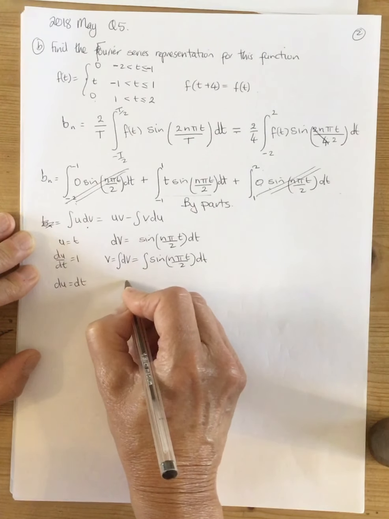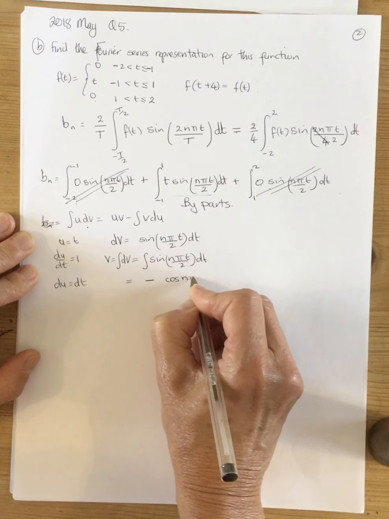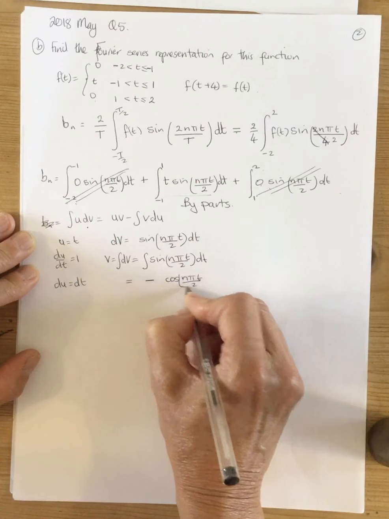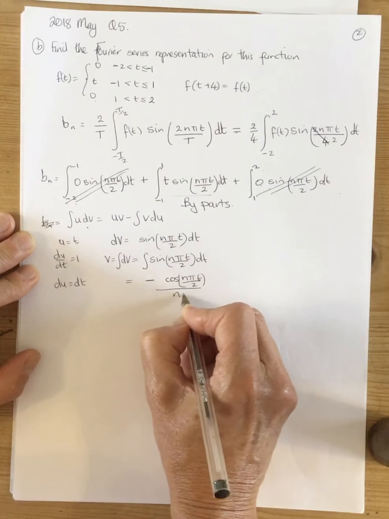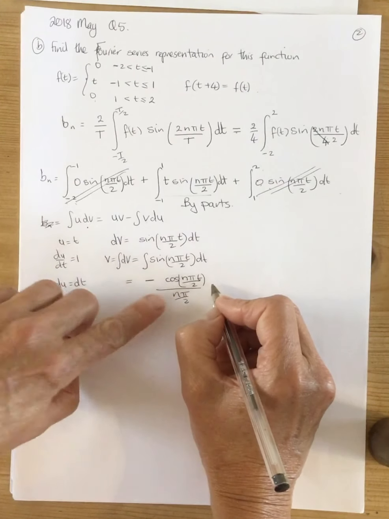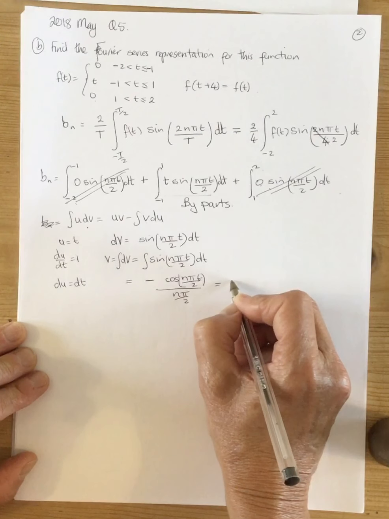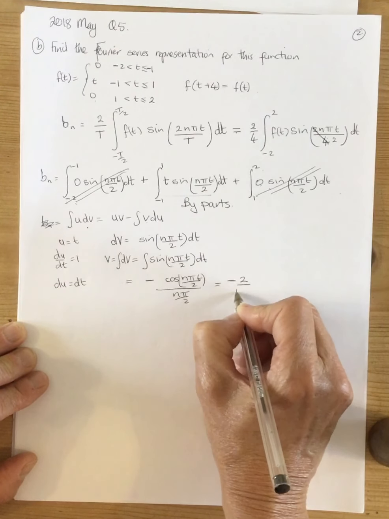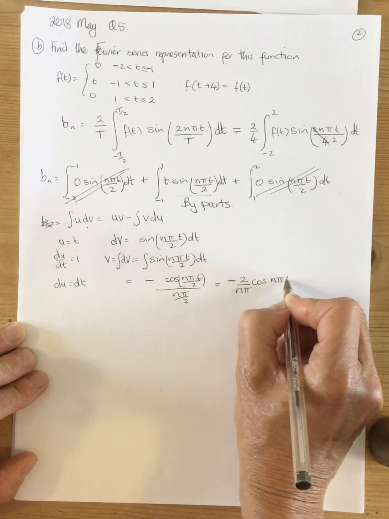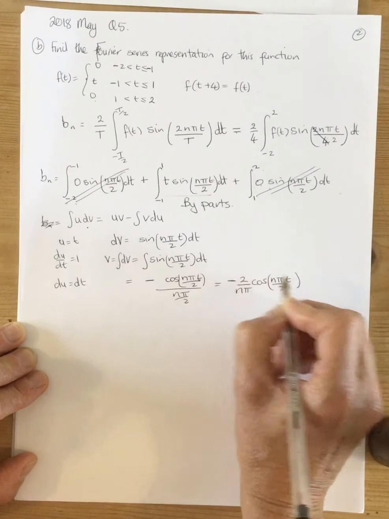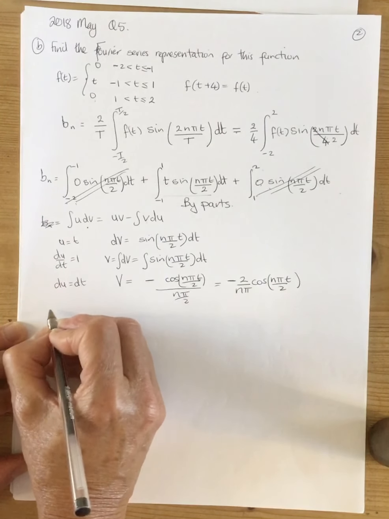And that will give us, if you integrate sine, you get minus cosine n pi t over 2, and then we divide the whole function by what's multiplying the t, n pi over 2. But we're dividing by a fraction, so we can turn the fraction upside down and multiply, so that will become minus 2 over n pi cosine n pi t over 2. So that's v.